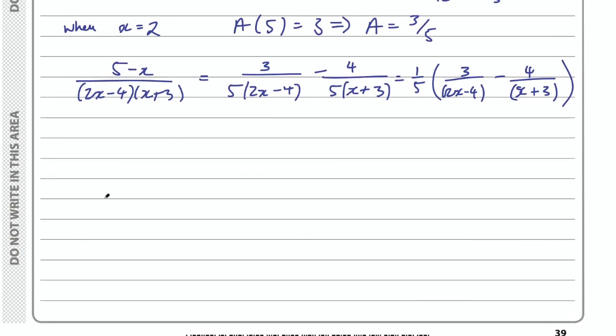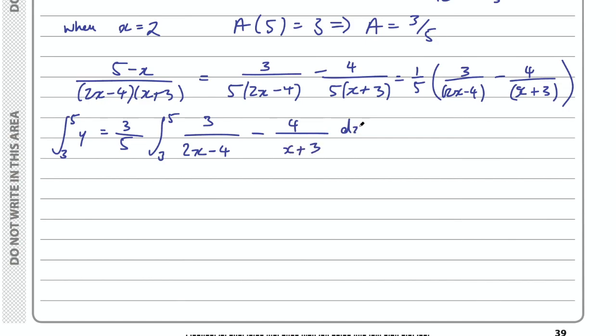So to rewrite this then, I'm taking the integral of y from 3 to 5. Now I've factorized the fifth out and 3, so this is going to be 3/5 as a constant before the integral that I've factored out. And this is the integral 3 to 5 of 3 on 2x take 4 minus 4 on x plus 3 with respect to x. And now we have basically the integral of 2 algebraic fractions, which is much easier to do than our previous expression.